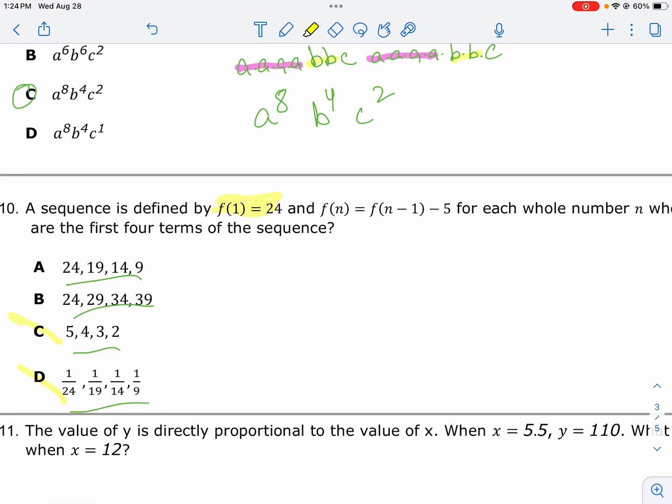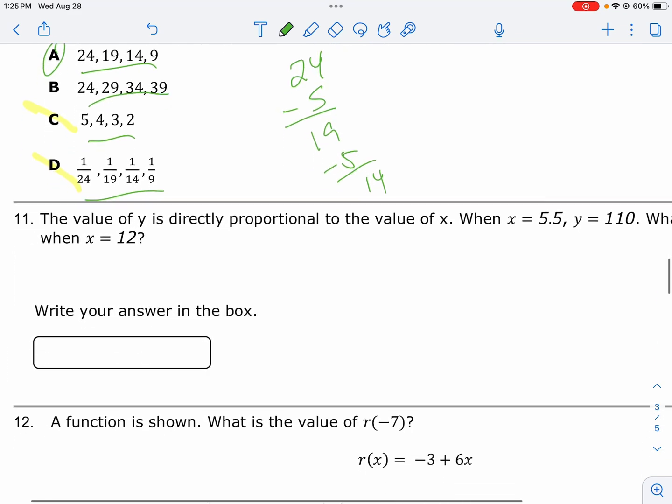Then you go look at the expression. All of the expressions are going to look like that, and then afterwards they're going to have a plus or a minus. That is telling you how we're going to skip count. So I now know we're going to start with 24, and I'm going to subtract 5 to get my second term 19, subtract 5 to get my third term 14, subtract 5 to get my last term 9.